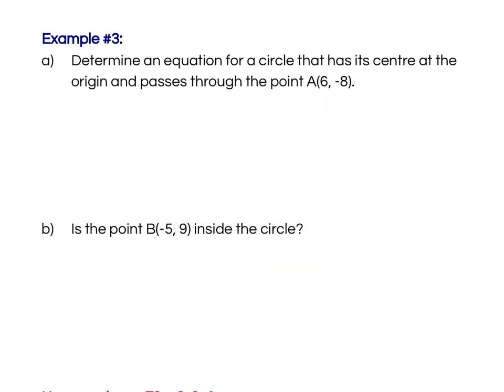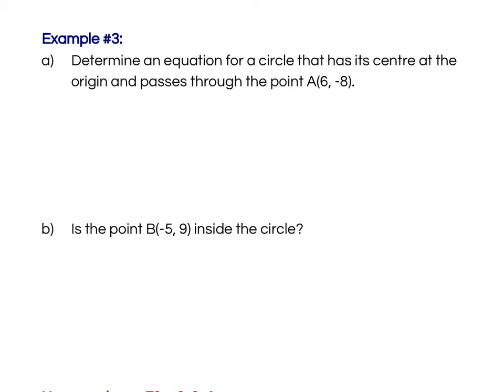Okay, so example number 3 has 2 components. It says determine an equation for a circle that has its center at the origin. That's all we know how to do this year. And passes through the point A, (6, -8). Okay, so that's part A of this question. Part B says, is the point B, (-5, 9), inside the circle?